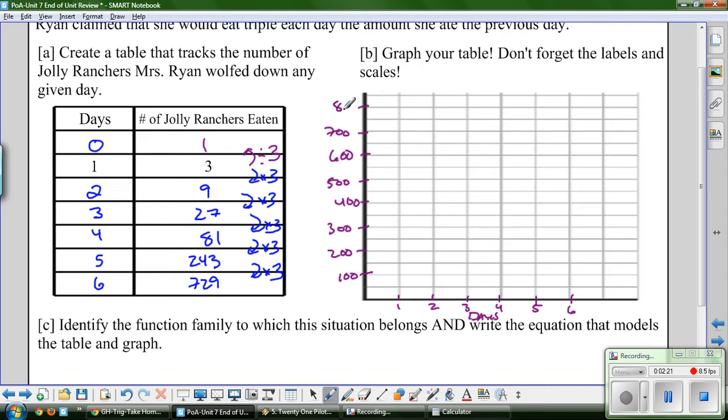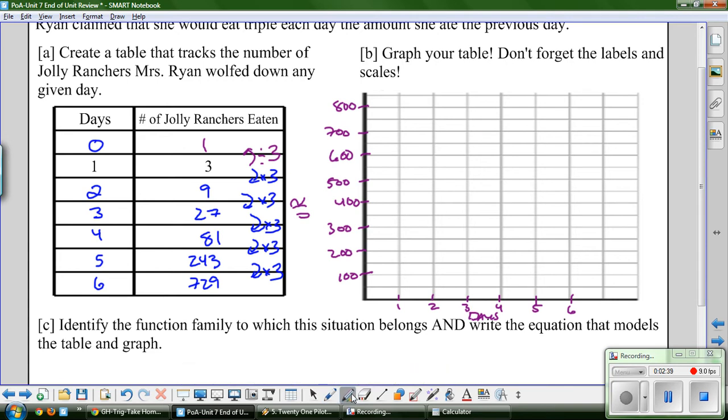So what I was doing is I was kind of testing that out, and I was just kind of counting in my head. So this seems like a pretty good scale. This is going to be Jolly Ranchers eaten. That's going to be days. Let's graph this dude.